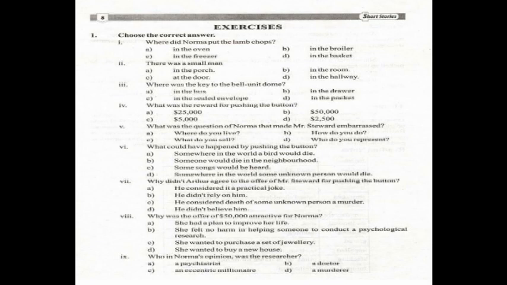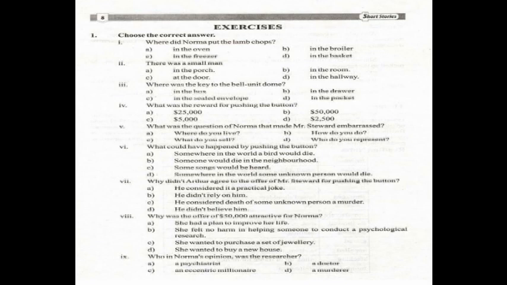Question number 8. Why was the offer of $50,000 attractive for Norma? Option A. She had planned to improve her life. B. She felt no harm in helping someone to conduct a psychological research. C. She wanted to purchase a set of jewelry. D. She wanted to buy a new house. Option A is correct, because she had planned to improve her life.